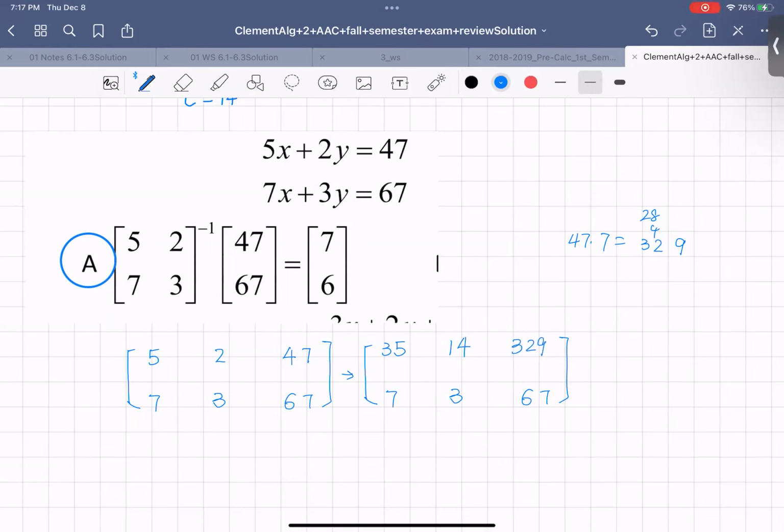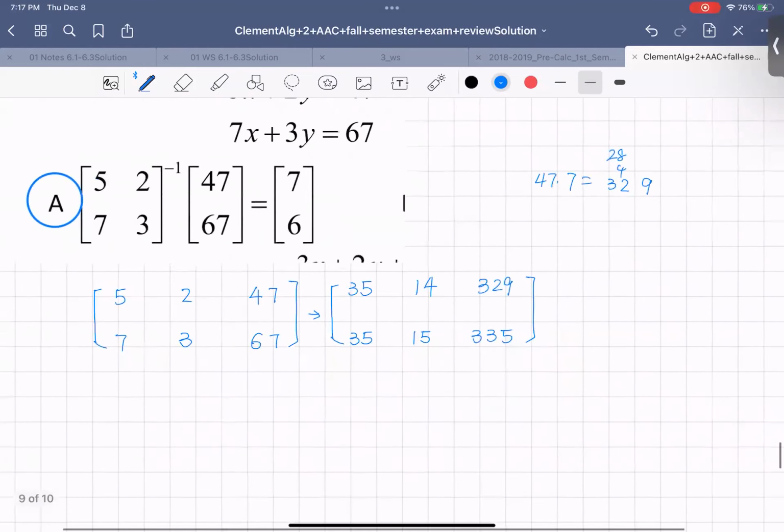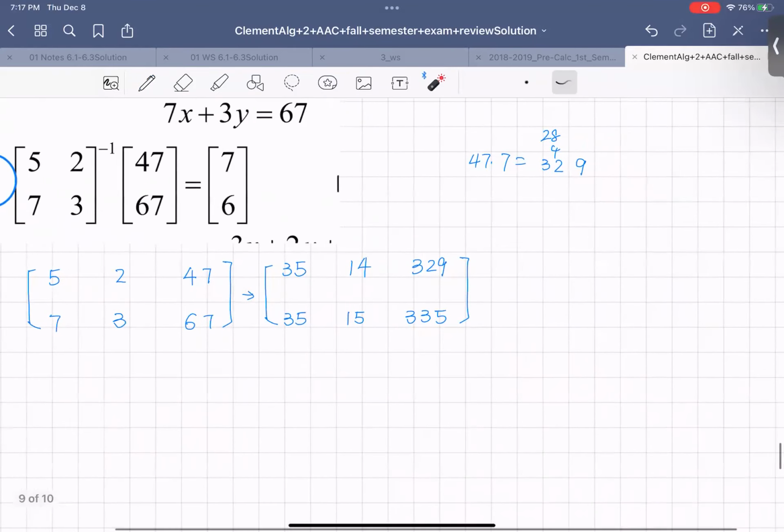Okay. Now we are going to times this guy by 5. Go ahead. 35, 15, and then 335. Good. Now let's do the difference. We want this corner to be 0. So what can we do?